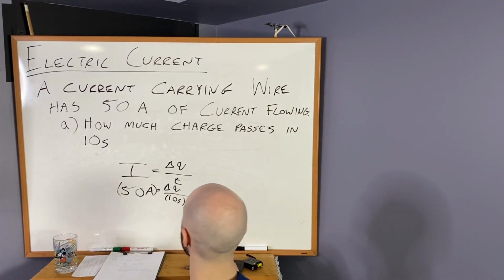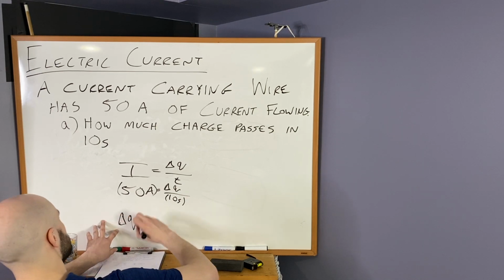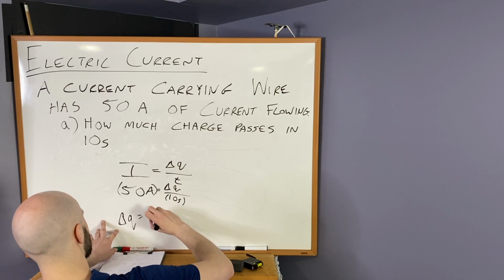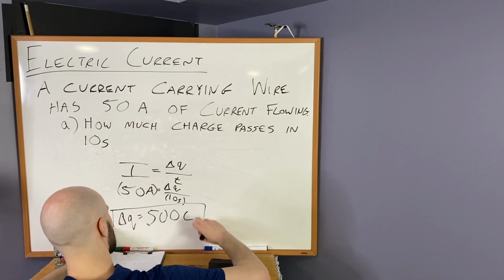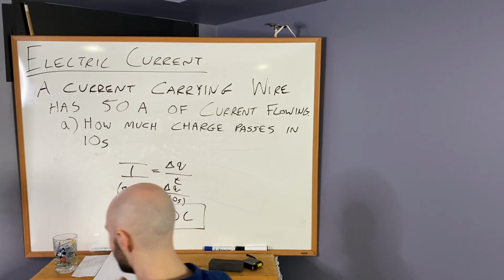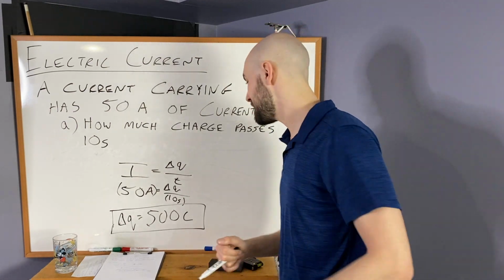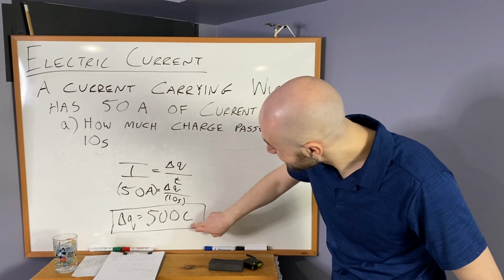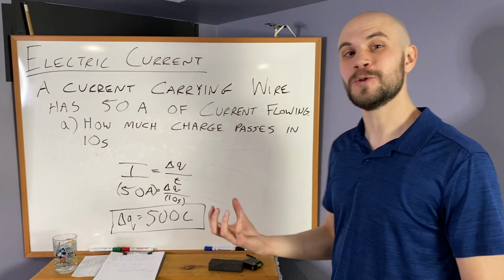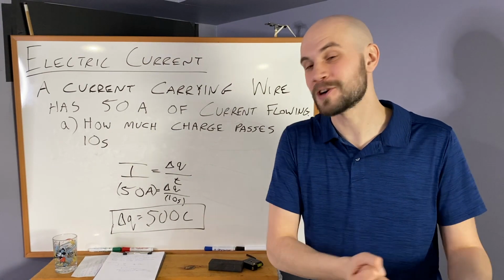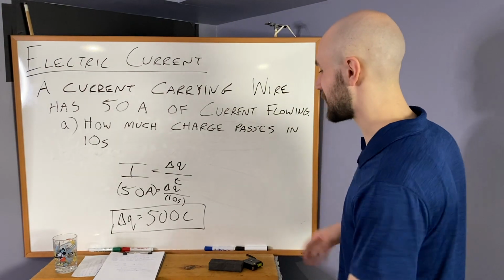So working this out, simple multiplication, we get delta Q to be 500 coulombs of charge. So again, 50 amps is a huge amount of current, 10 seconds is a relatively long amount of time. 500 coulombs is a lot of charge passing that point. So if we have 500 coulombs of charge, 500 buckets of elementary charges, how many elementary charges is that if we counted each individual electron?